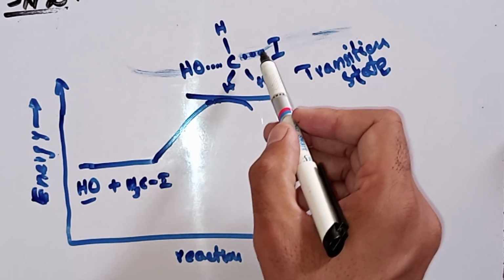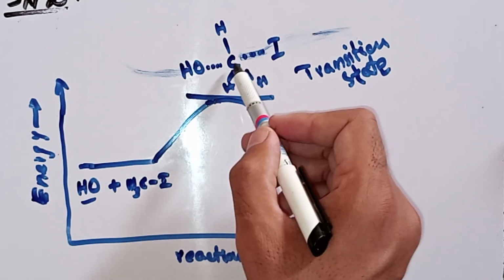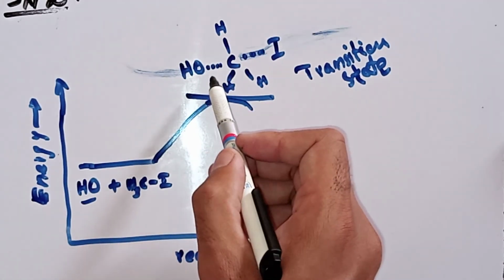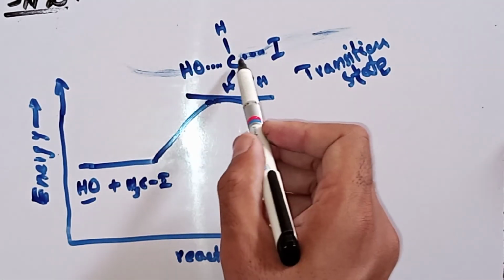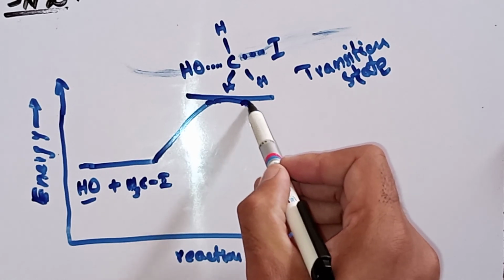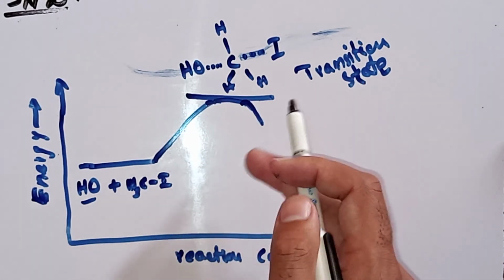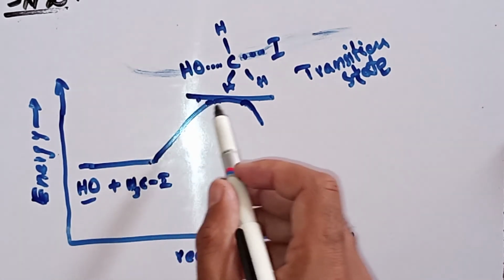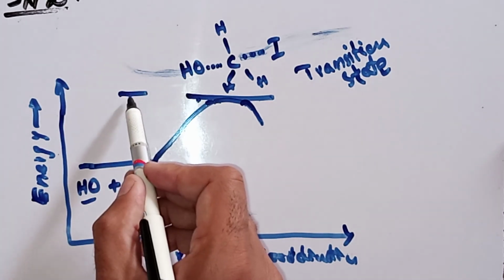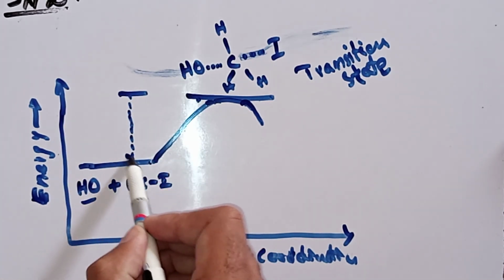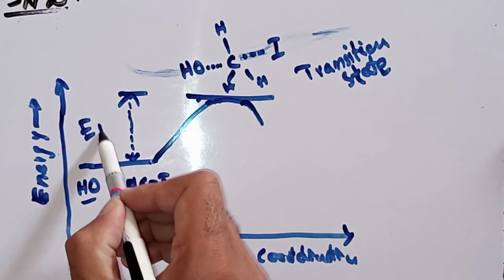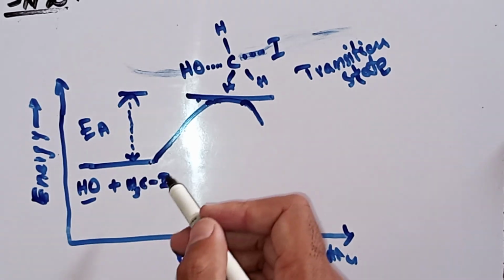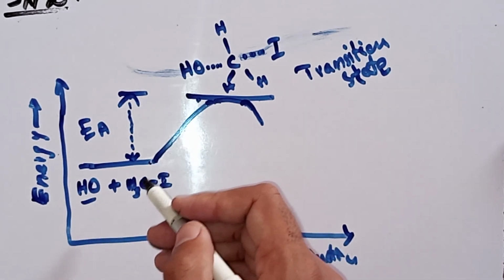After that, the bond between carbon and iodine is completely broken, and the bond between the hydroxyl ion or nucleophile and carbon is completely formed. The energy from the initial state to the transition state is called activation energy. It is the energy that is required for the reaction to proceed, to carry the reaction to the transition state.